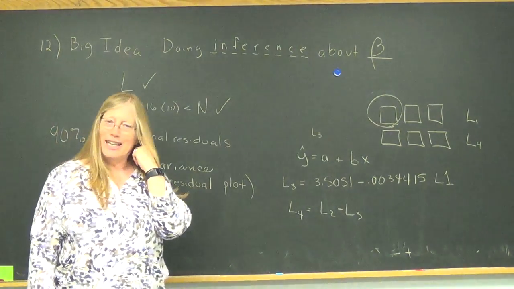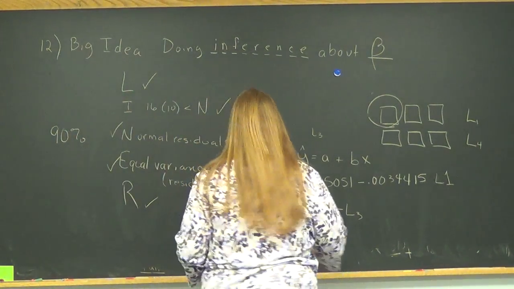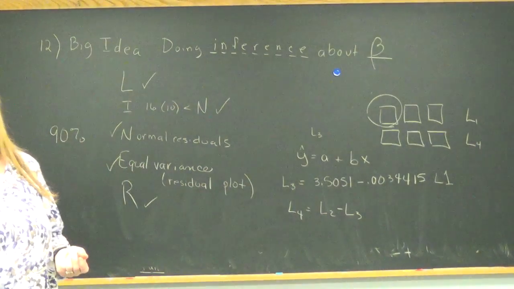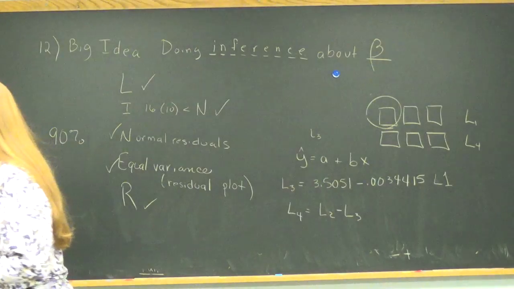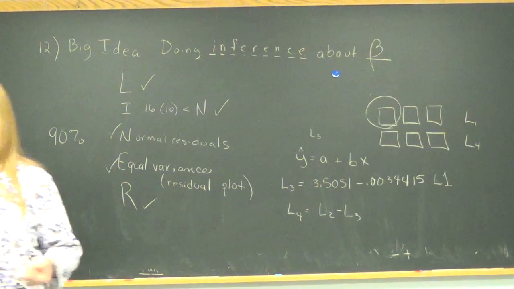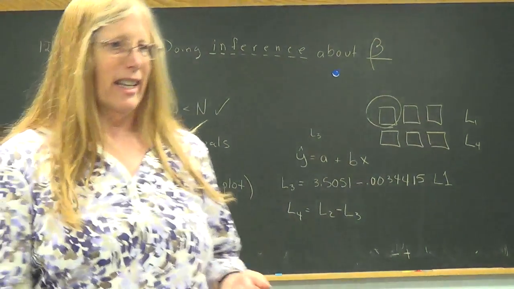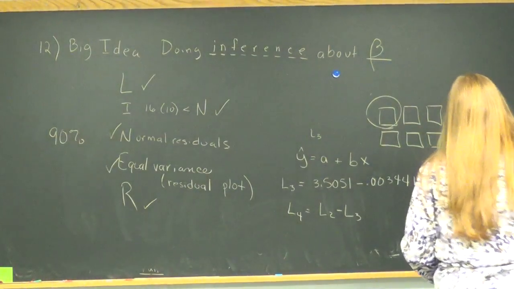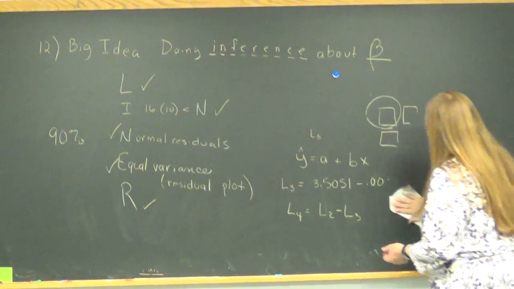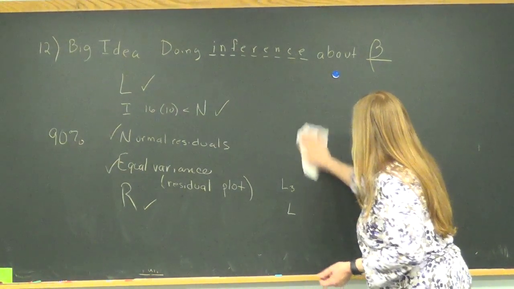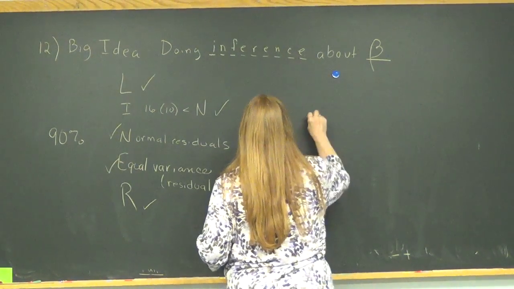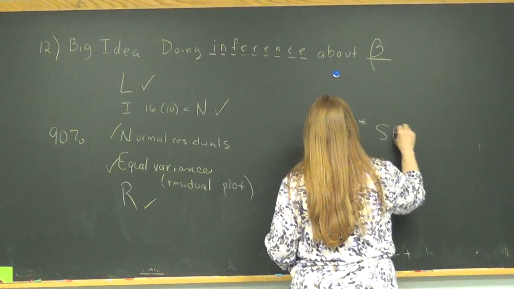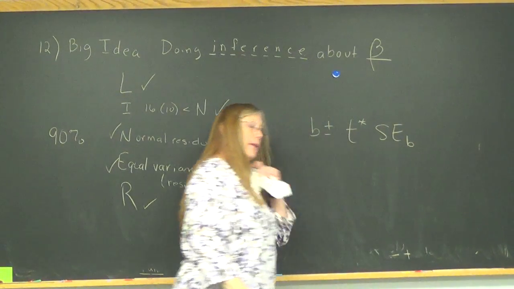All right, now we can make the confidence interval. The preconditions take longer than the actual. Is it random, did we say? Yeah. We're saying they chose them randomly. I think it even said that. We're not even just assuming it. So the simple little equation is B plus or minus T star SE of B.